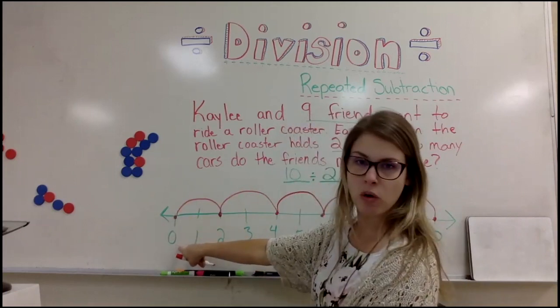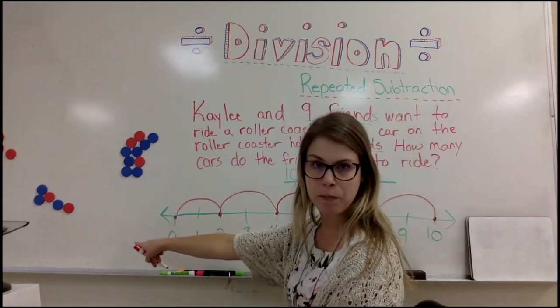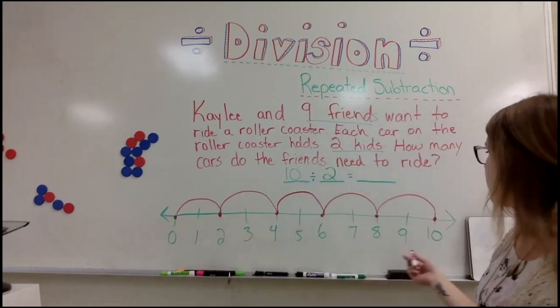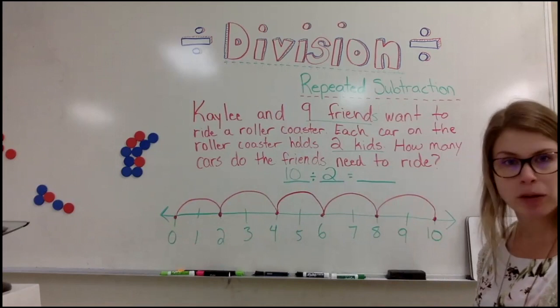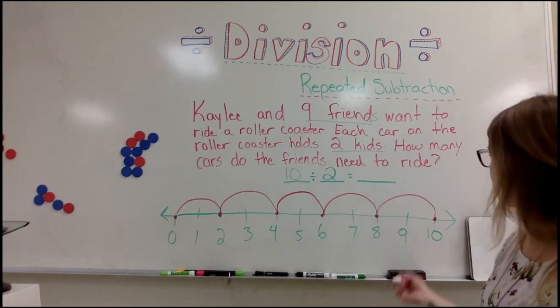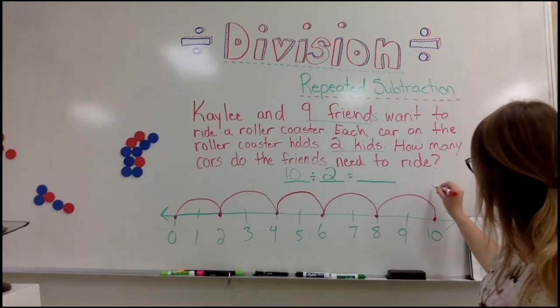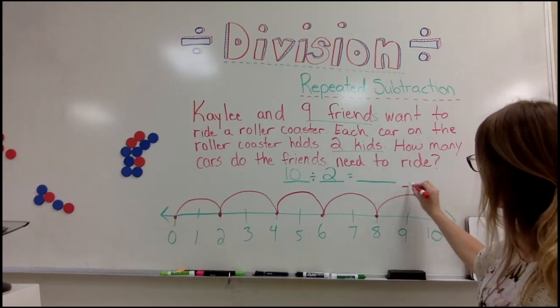This means we have no kids left in the line. Can we jump again? No. So now what we do is we count how many times we jumped, and that's how many cars. So 2 kids got in this car, so we had 10.